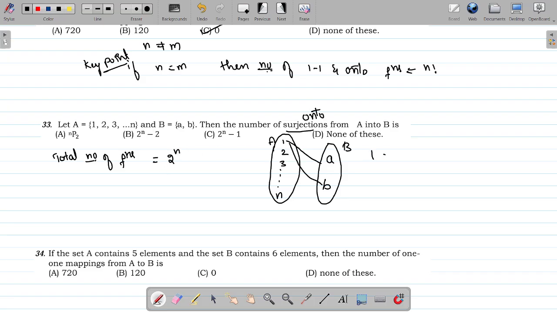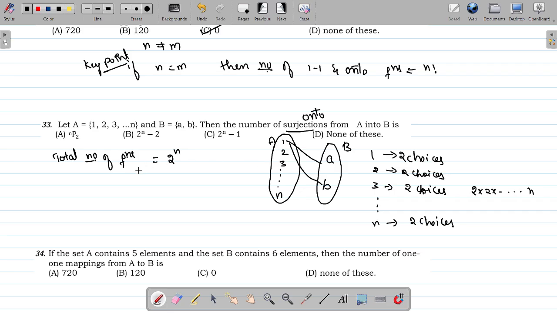1 has 2 choices, 2 has 2 choices, 3 has 2 choices, and similarly n has 2 choices. So if you multiply all these, it is 2 into 2 into 2, repeating n times, so it is 2 power n. That's why it is 2 power n.